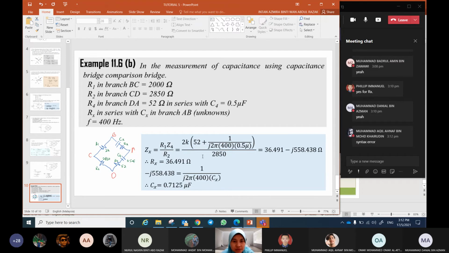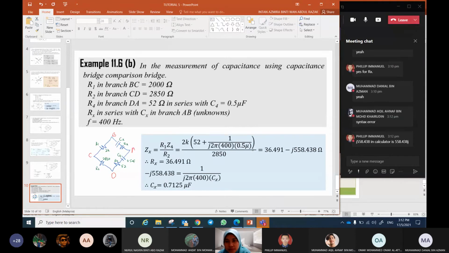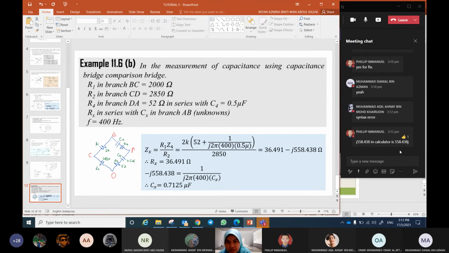Maybe Z4 first. Z4 is equal to 1 over j 2 pi 400 multiplied by 0.5 micro, equal to what? Yes, it is the same. j in front or at the back is the same. But make sure of positive and negative. You should get negative j, okay?